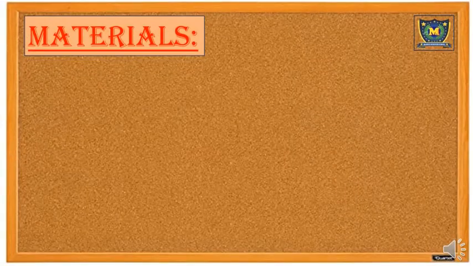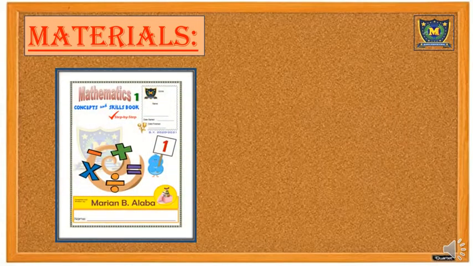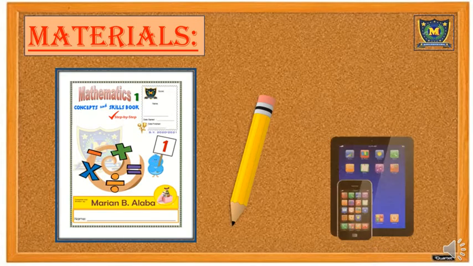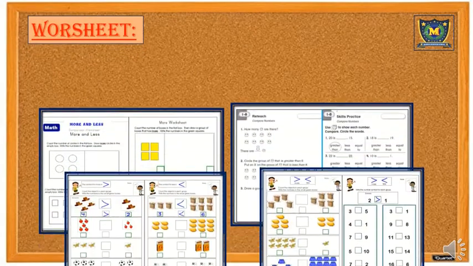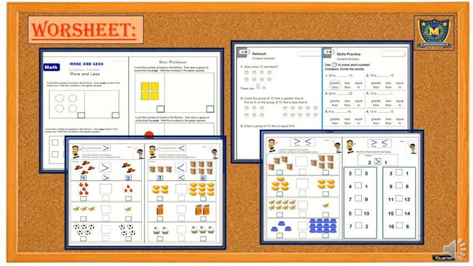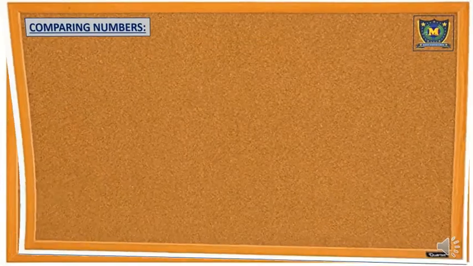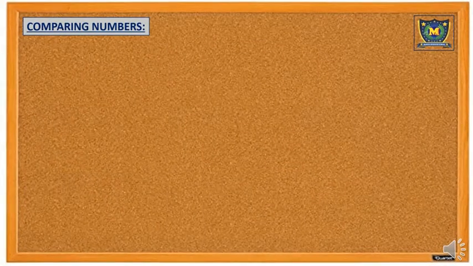Materials. These are the materials you need for this lesson. First, you need your Mathematics 1 Concepts and Skills book, set 1. Of course, you need your pencil. And you need either a tablet or a cell phone. Worksheet. Take note of these pages because you are going to answer these pages after this lesson. Now, are you ready for your lesson?